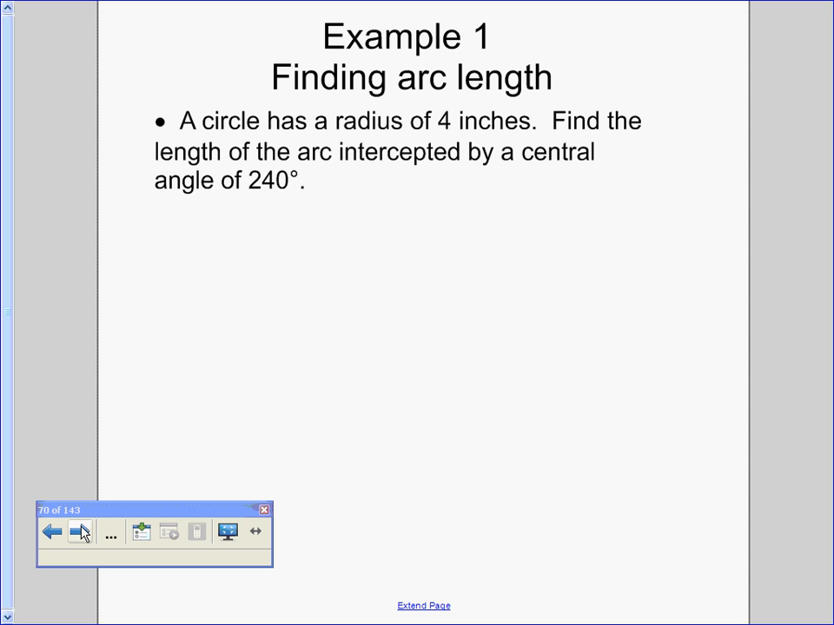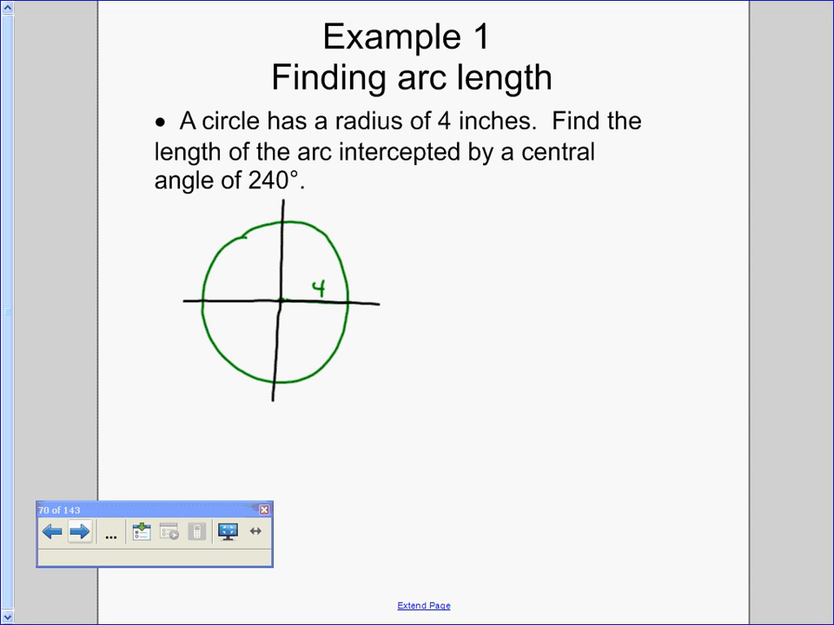Then let's look at an example. We've got a circle that has a radius of 4 inches, and we want to find the length of the arc intercepted by a central angle of 240 degrees. A 240 degree angle is going to fall in the third quadrant.